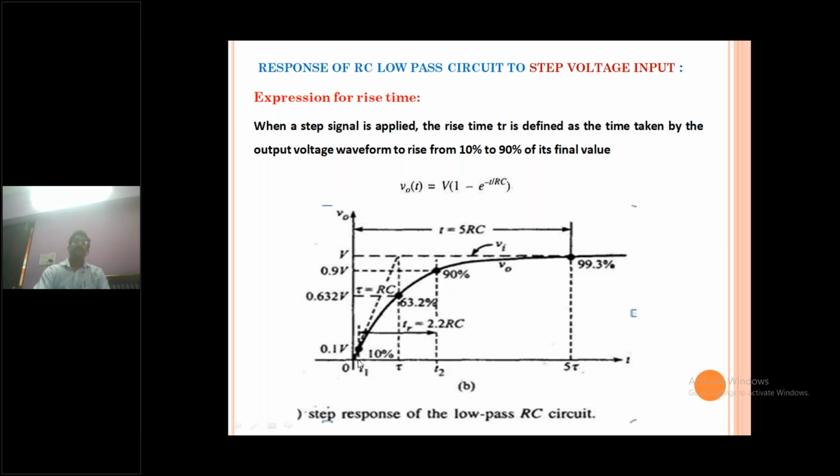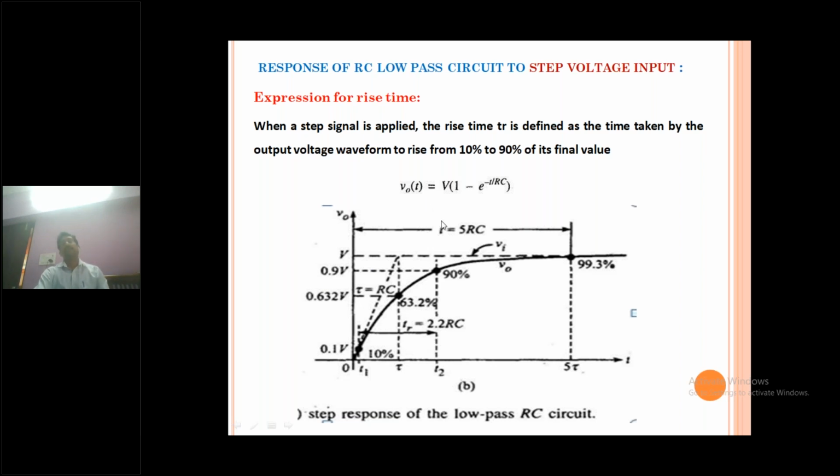This rise time is defined from the diagram here as T2 minus T1. So at T1, the output voltage, with capital V the maximum value, is 0.1 V. That means 10% of the final value. So at small t equal to T1, the output voltage is 0.1 V. Similarly, at small t equal to T2, the output voltage is 0.9 V. That means 90% of the final value. So the difference between these two is nothing but the rise time.